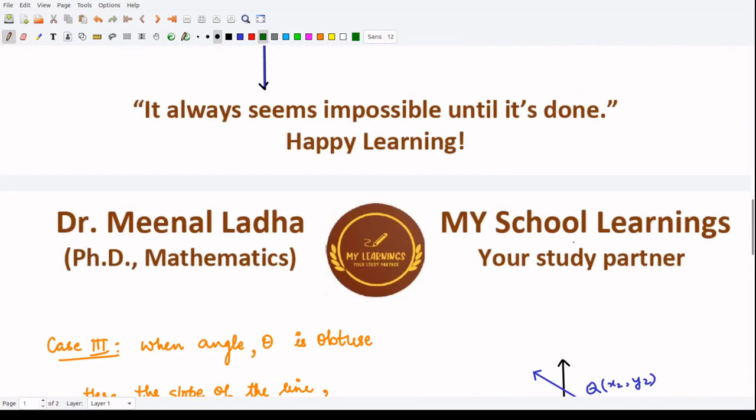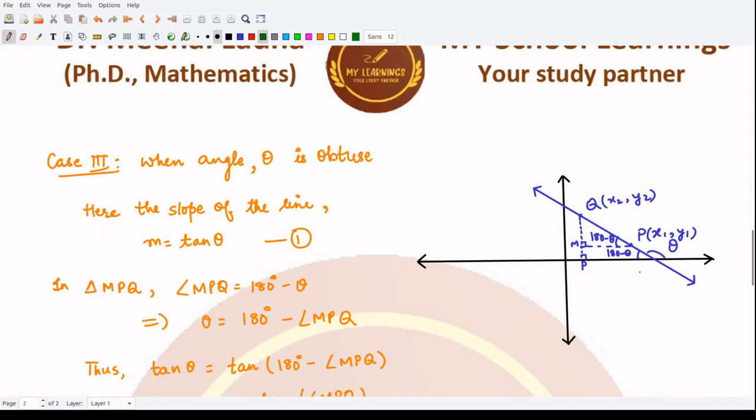In the third case, when our angle theta is obtuse, the orientation of the line would be either like this, or this, or this, or this, like this, right? It cannot move below 90 degrees, right? So it would lie here only. Okay, so once you know this, your angle theta would be this angle which starts from the baseline x-axis and goes in the anti-clockwise direction.